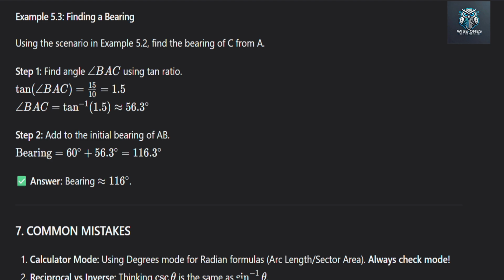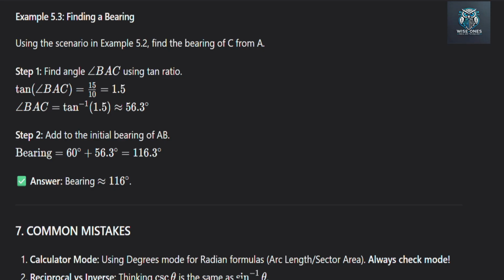Step 1. Find angle BAC using tan ratio. In the right-angled triangle, tan of angle BAC equals opposite over adjacent. Opposite is BC, which is 15. Adjacent is AB, which is 10. So tan angle equals 15 over 10 equals 1.5. Angle BAC equals tan inverse of 1.5. This is approximately 56.3 degrees.